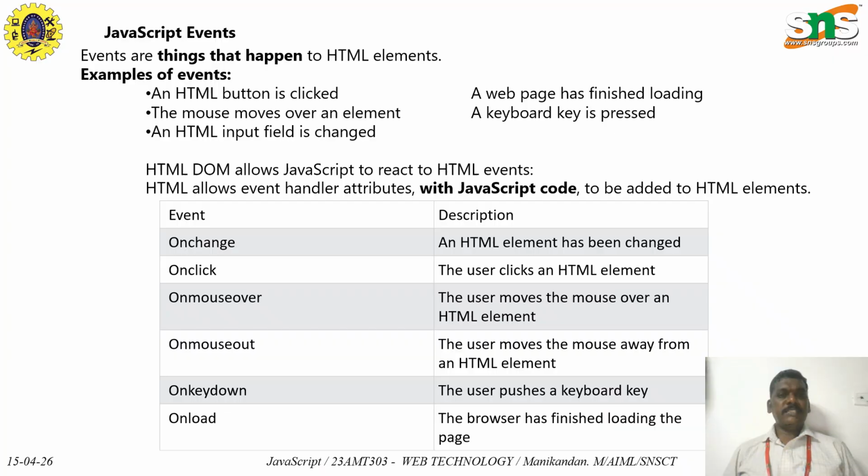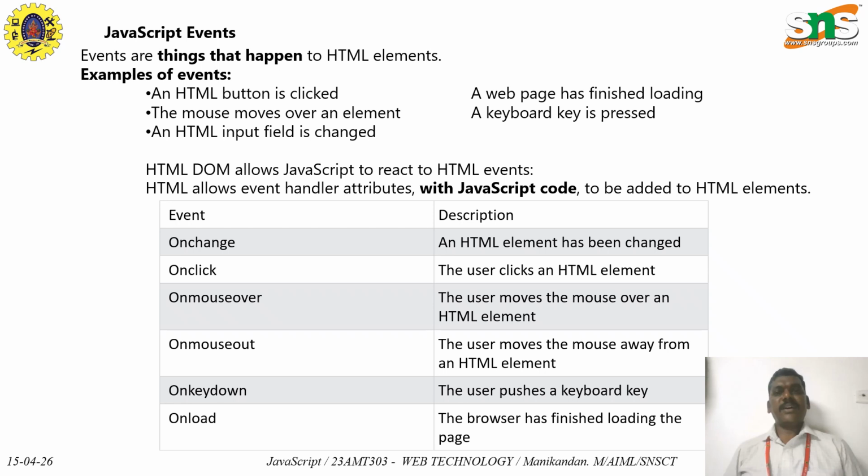So, what is an event? Events are things that happen to HTML elements. An HTML button is clicked, a mouse is over an element, an HTML input field is changed, a web page has finished loading, or a keyboard key is pressed. So these are examples of events. While we are doing these operations, some events will occur.